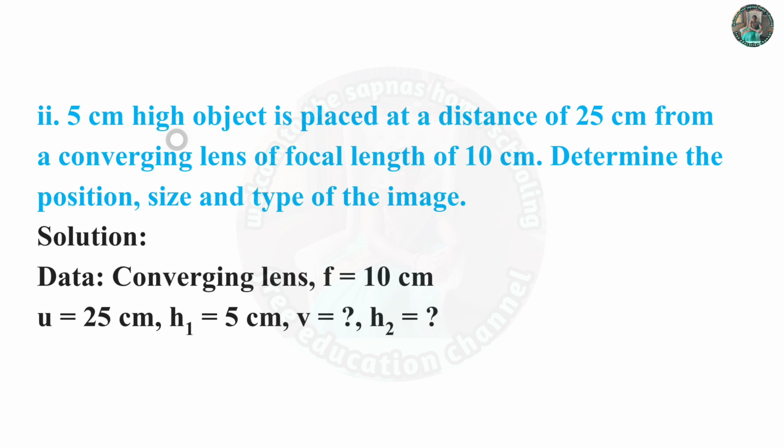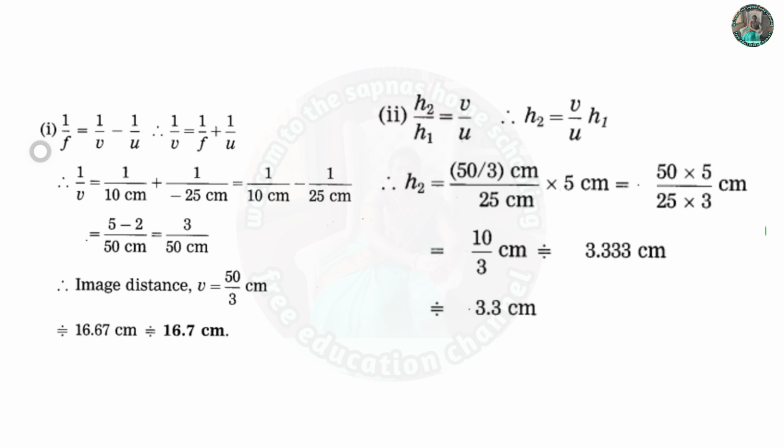Second, a 5 centimeter high object is placed at a distance of 25 centimeter from a converging lens of a focal length of 10 centimeter. Determine the position, size and the type of image. Solution. Data. Converging lens म्हणजेच f is equal to 10 centimeter, u is equal to 25 centimeter, h1 is equal to 5 centimeter, v is equal to what and h2 is equal to what. So first, 1 upon f is equal to 1 upon v minus 1 upon u. So 1 upon v is equal to 1 upon f plus 1 upon u.